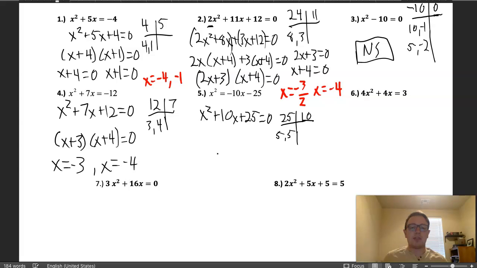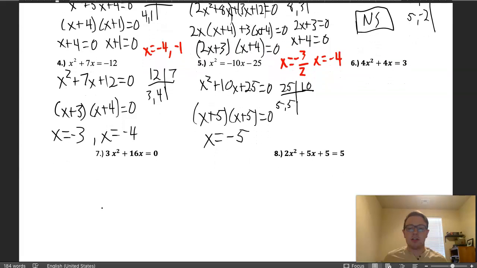As a matter of fact, this is one of those special cases we were talking about, where we see a number squared in our c place. So that tells us this will become x plus 5 times x plus 5 is equal to 0. We'll only have one solution here because it's repeated. Our solution is x is equal to minus 5.